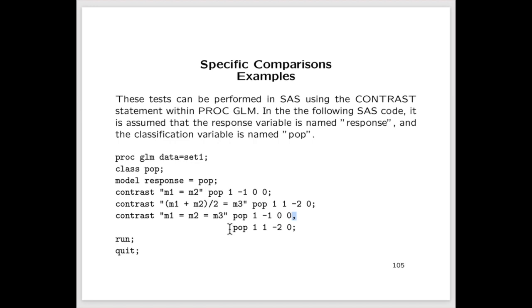Now I've put this one on a different line just for readability purposes, you don't have to do that. We could list this part of the statement right after the comma, but we do have to have the comma. It won't run correctly if we don't have that. And so this would show up in the output, and there would be 2 numerator degrees of freedom associated with this test. For the other 2 tests, these would be 1 numerator degree of freedom tests.